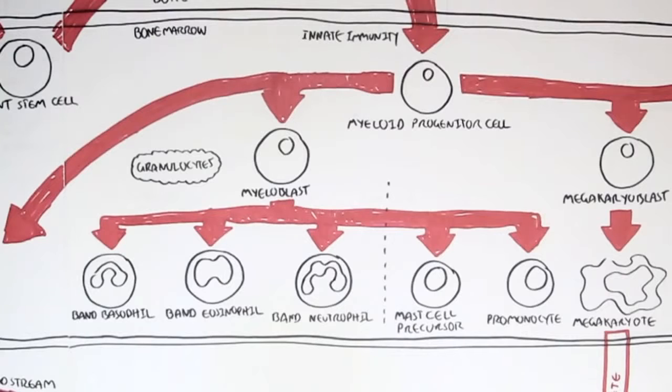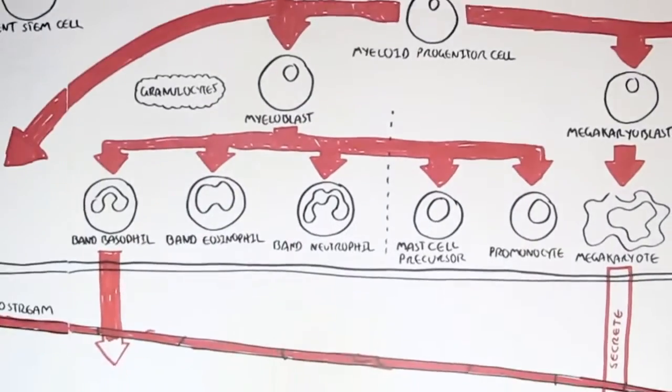Whenever a cell has a precursor or a pro within its name, it means that it's not yet that particular cell. For example, the mast cell precursor means that it's not a mast cell yet, but it will become a mast cell. And the pro-monocyte means that it's not a monocyte yet, but it will become a monocyte.